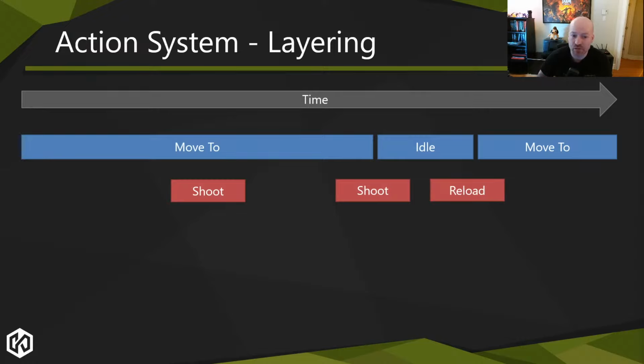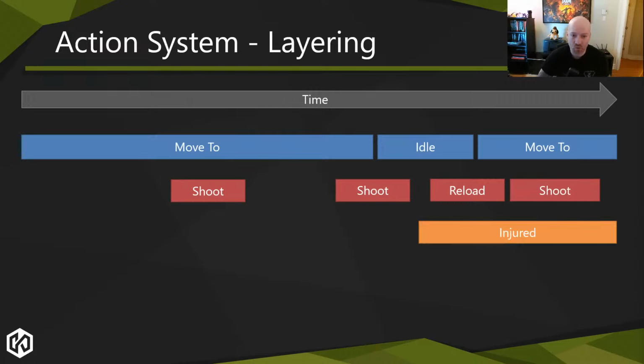Might run out of ammo, need to reload, and then we might need to shoot. While this is happening, we may end up losing enough health that now we're injured. And so we will start another injured action that runs across multiple of these. This is all you need in terms of the actuation layer. You don't need to overthink. You don't need to do more than this. This is fundamentally what you need.